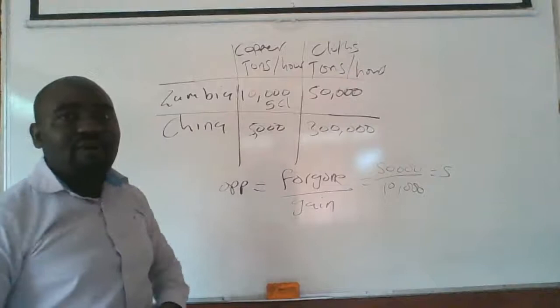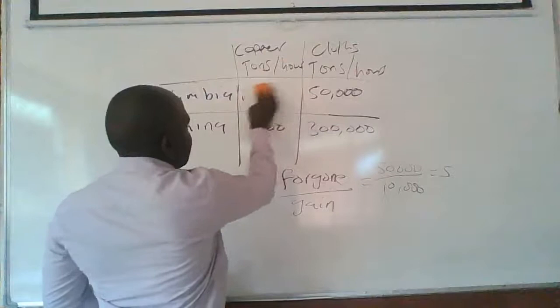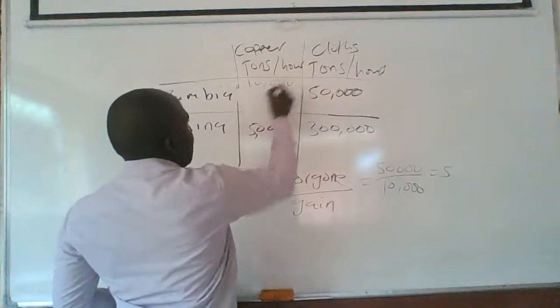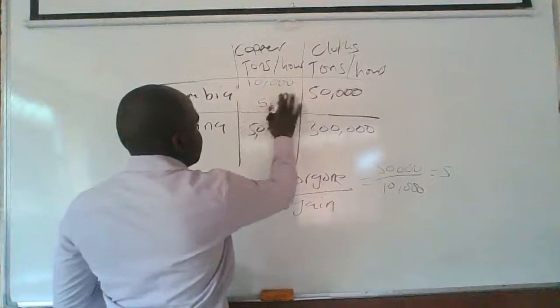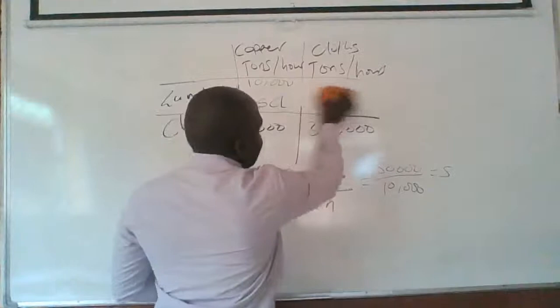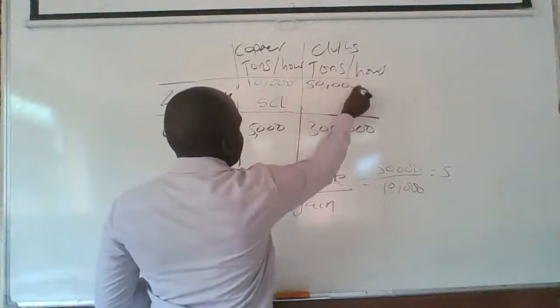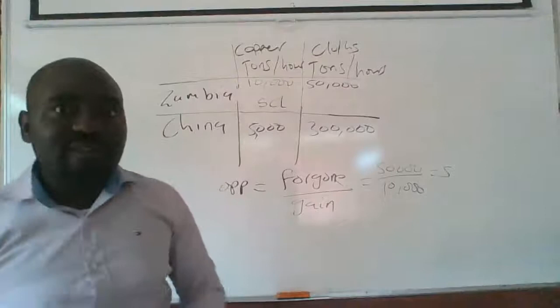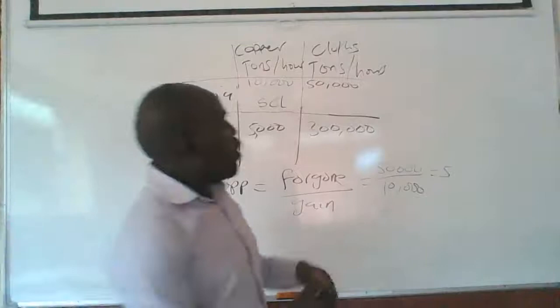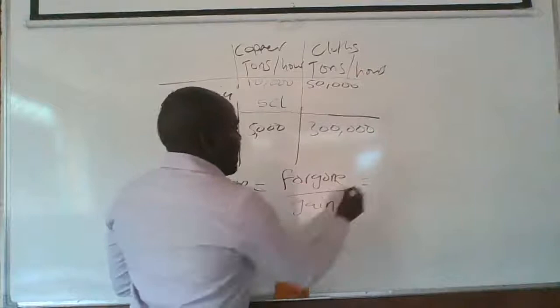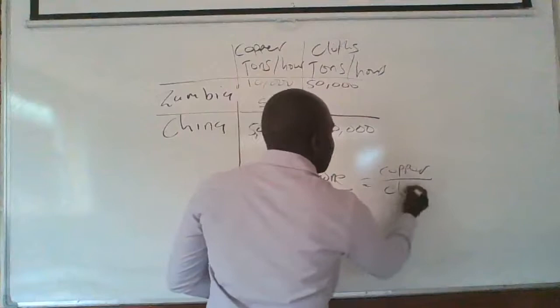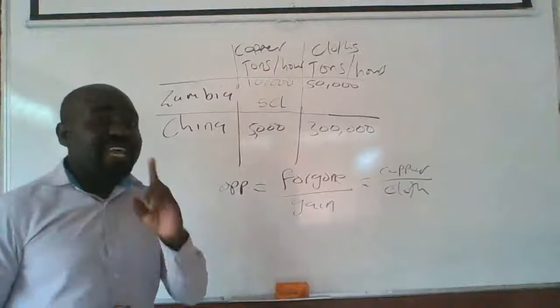So we can also do the same. Let me push this so I can create enough space. I have 10,000 here, but the opportunity cost is 5 tons of clothes. So I can do the same here. We can also find the opportunity cost of producing clothes for Zambia. The opportunity cost of producing clothes is the amount of copper that you are giving up divided by the amount of clothes that you are going to produce. This will give you the opportunity cost of producing a ton of clothes.